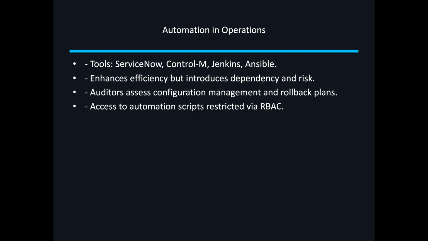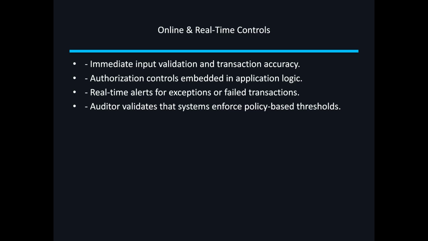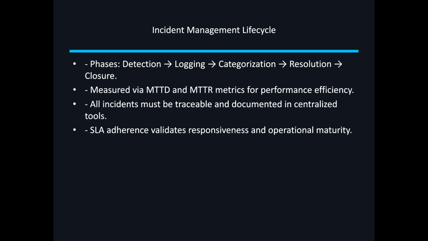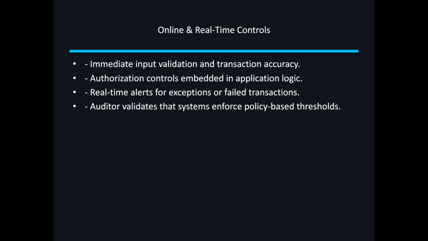Then monitoring and exception handling. An effective operational control system ensures every process, whether batch or online, generates exception logs and audit trails. These are monitored using tools like Splunk, SolarWinds, or any SIEM dashboard.